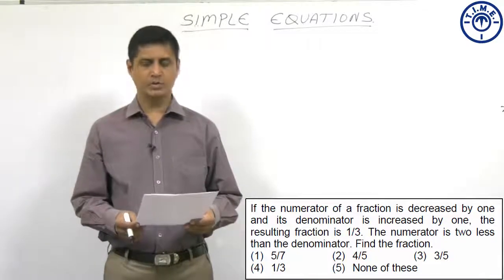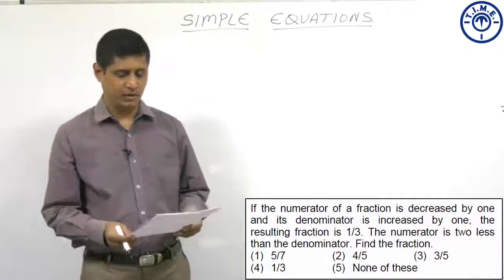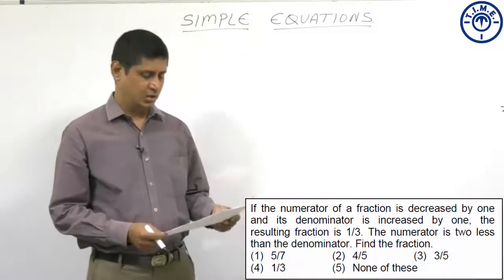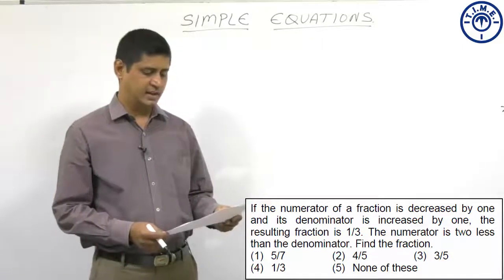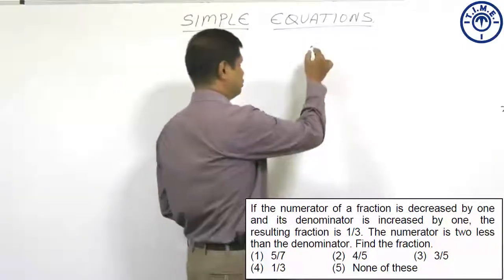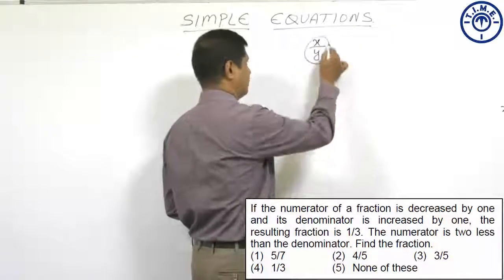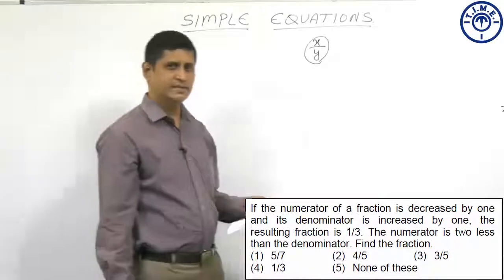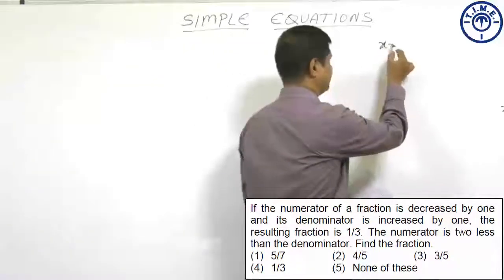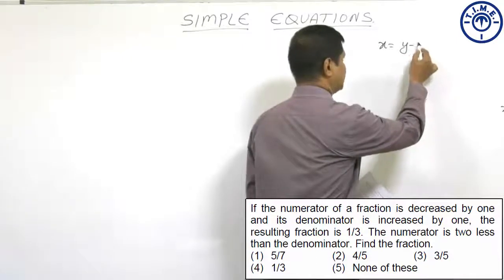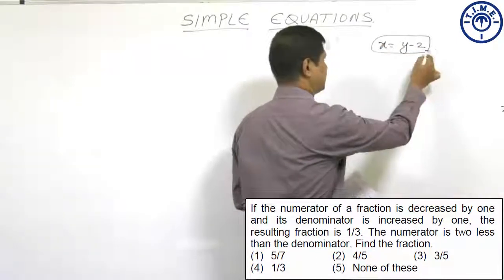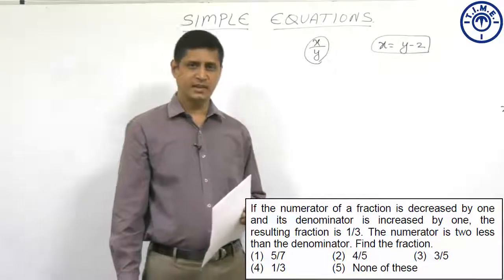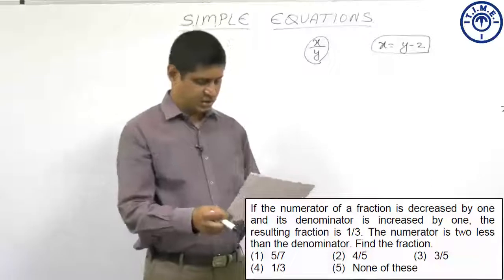The numerator is 2 less than the denominator, find the fraction. Now, what is the second condition here? The numerator is 2 less than its denominator. So, when you assume the fraction as x by y, the numerator is 2 less than its denominator. Numerator means x is 2 less than its denominator, means the value of x is y minus 2. Now, what is the first condition here?